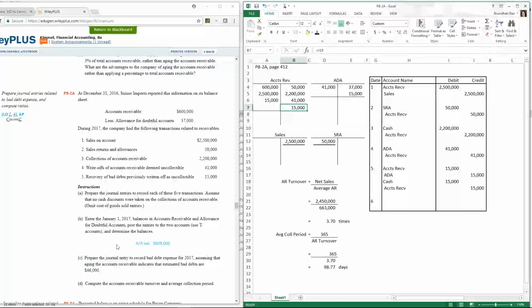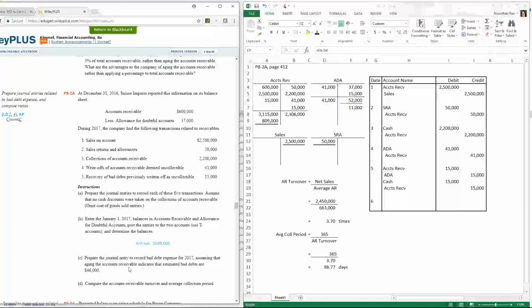They've asked us to calculate the balances in our account. To calculate the balance, I add the debit and I add the credit side, and I take the difference from the two. My balance is $809,000 for accounts receivable, and we have a check over here. Yes, in fact, that number is correct. At this point, my allowance for doubtful accounts balance is $11,000. 52 minus 41 gives me $11,000. That's the balance I have.